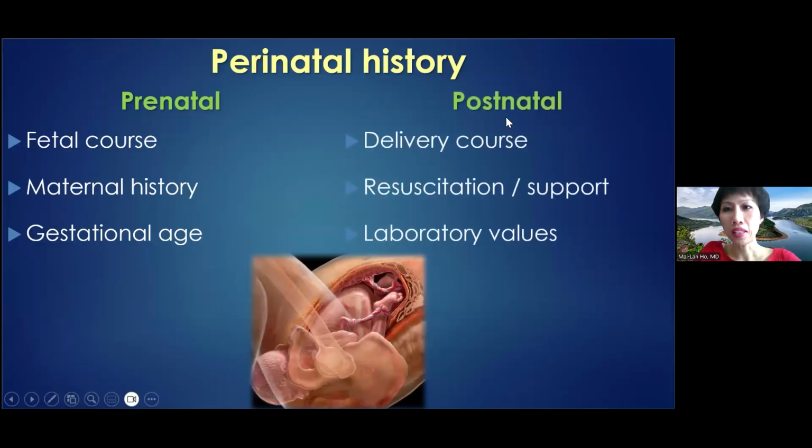And then postnatally, what was the delivery course? Was there an assisted delivery? Was it a normal delivery? Was the baby requiring resuscitation or support? What were their APGAR scores? Were they looking a little blue? And then afterwards, what testing was done? If they're in the NICU, what are their labs? What might that entail in terms of metabolic disruptions and whatnot?